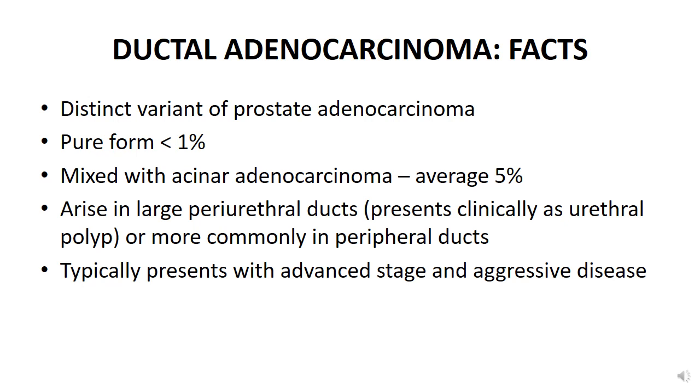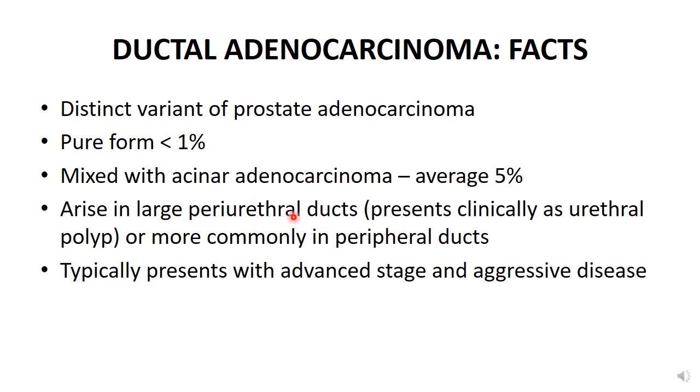Ductal adenocarcinoma is a distinct variant of prostate adenocarcinoma. In a pure form, like the two cases I showed you, it is quite rare, accounting for less than 1% of prostate adenocarcinomas. But it is commonly seen in mixed form with acinar adenocarcinoma. In that setting, it may average about 5 to 8% of cases. It may arise in large periurethral ducts or more commonly in the peripheral ducts.